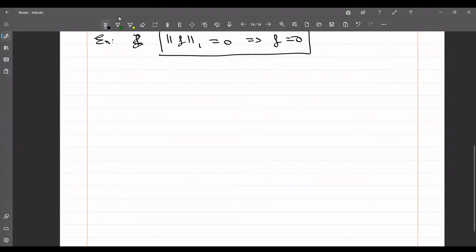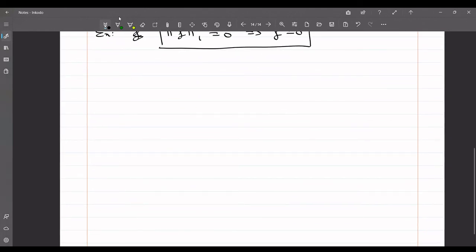So now we move on to some general theories related to metric spaces. So we already know. Suppose we take this as a metric space.